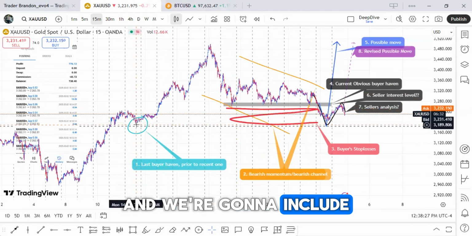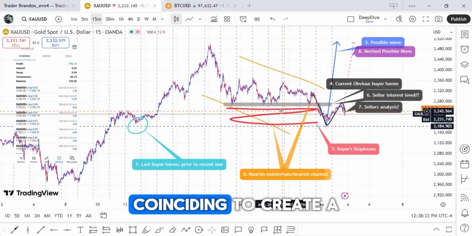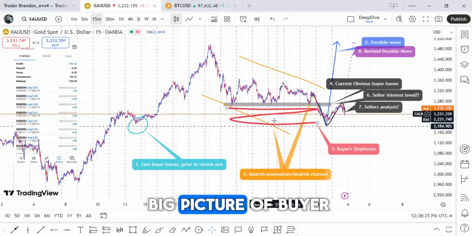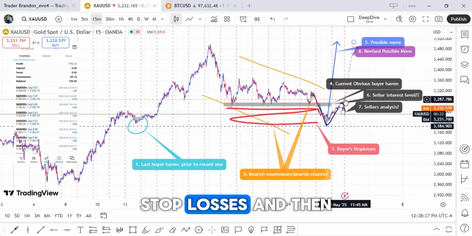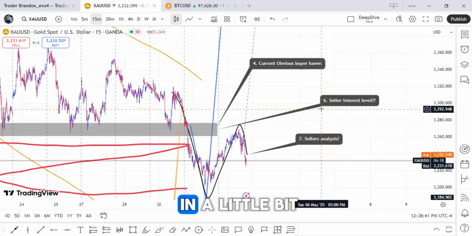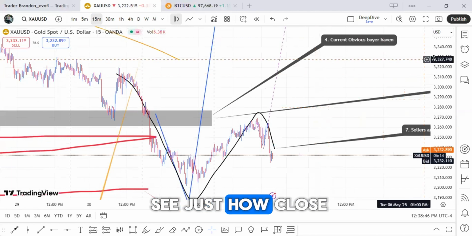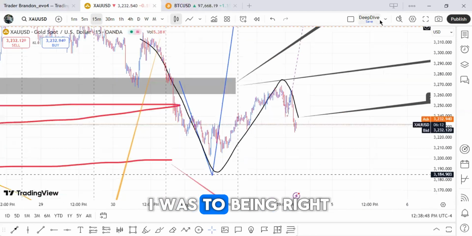And we're going to include the last buyer haven as well, right? So we have points number 1 and number 4 coinciding to create a big picture of buyer stop losses. And then we have point number 5, which would have been the possible move. Now let me zoom in a little bit so you can get a better picture, so you can see just how close I was to being right.